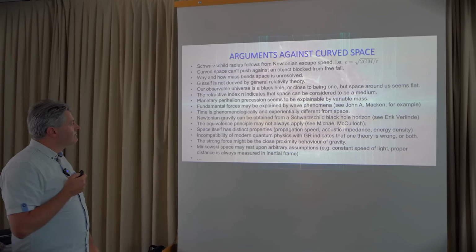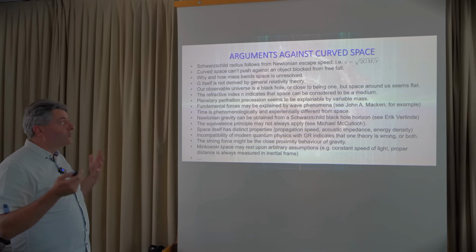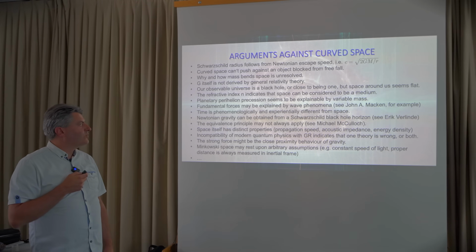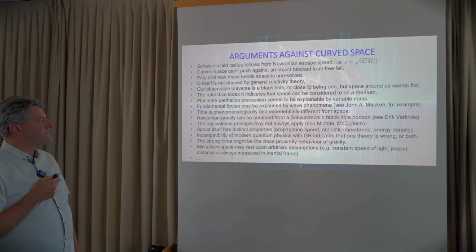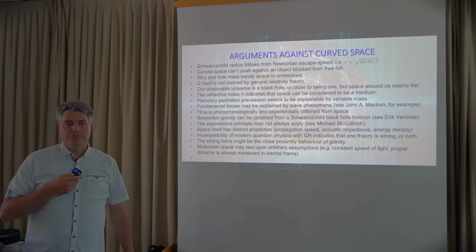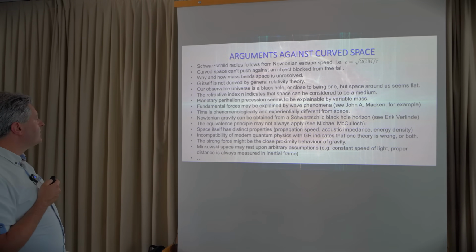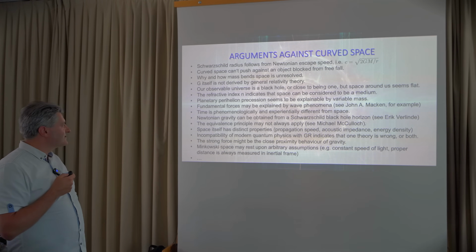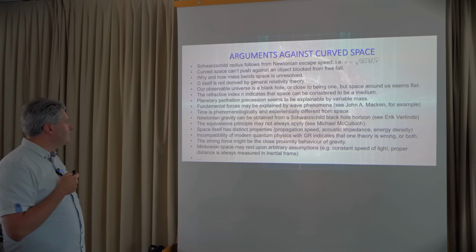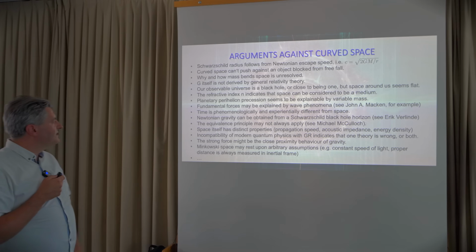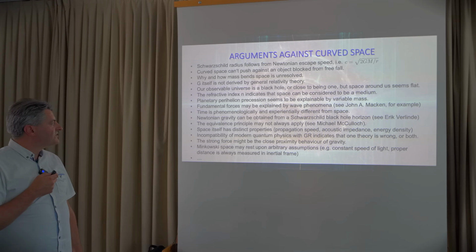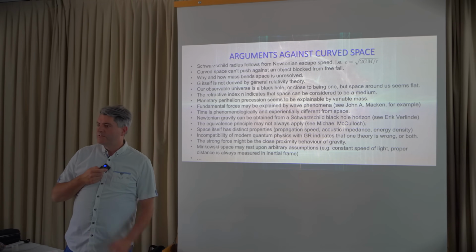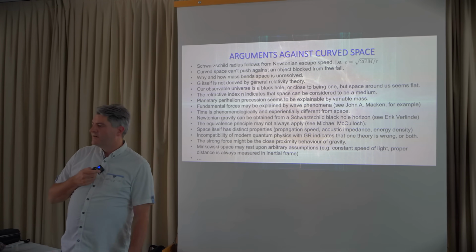Planetary perihelion precession may be explainable by variable mass, and you don't need a curved space for that. Fundamental forces may be explainable by wave phenomena. There is some interesting work from John Macken, and I think Chantal is also going in that direction tomorrow. Time is phenomenologically and experientially different from space, so why have a combined space-time? The equation for Newtonian gravity can be obtained from the black hole horizon of a Schwarzschild black hole. You can check the work of Eric Verlinde. He has shown that.